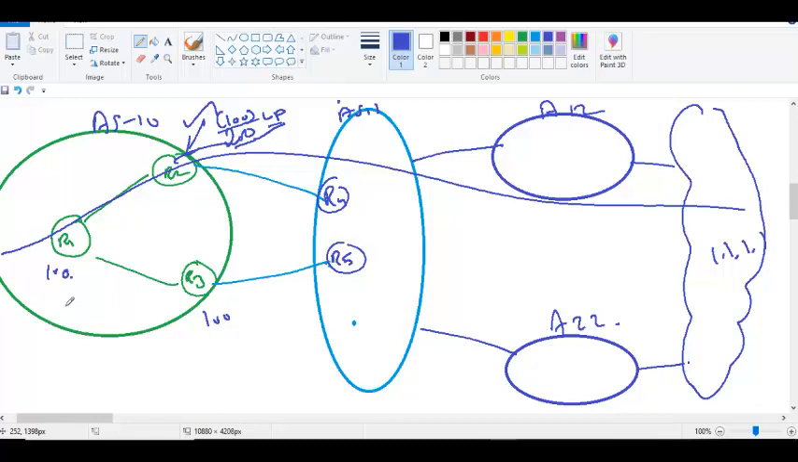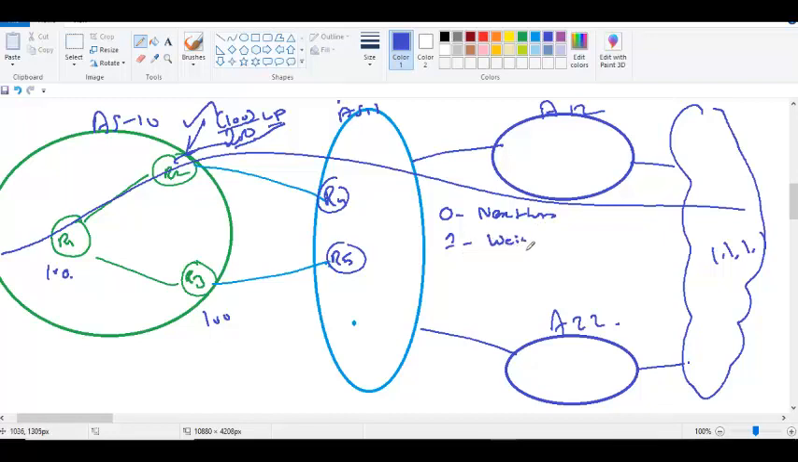The first one is highest weight. The second one is highest local preference. The third one is local origin. The fourth one is shortest AS path. Fifth one is origin code: I is preferred over E is preferred over question mark. And then the sixth one is MED, multi-exit discriminator. Lower is preferred. For MED, low is preferred.